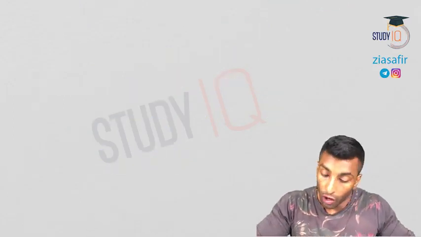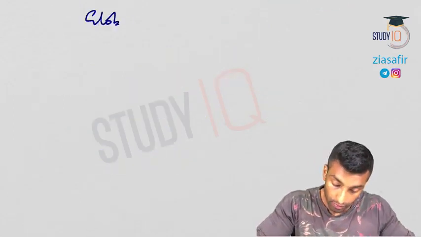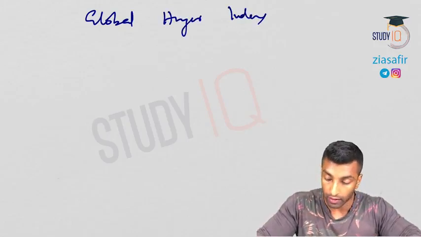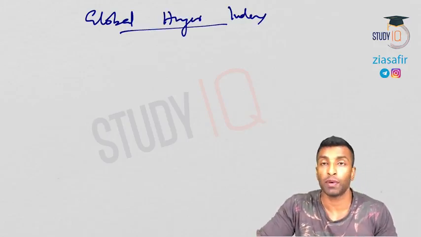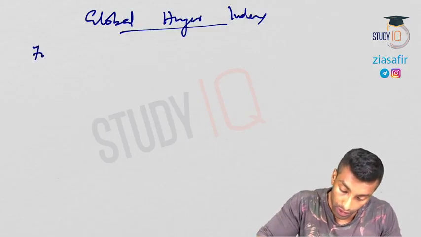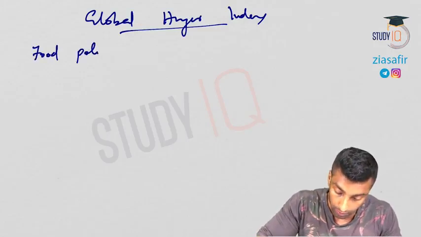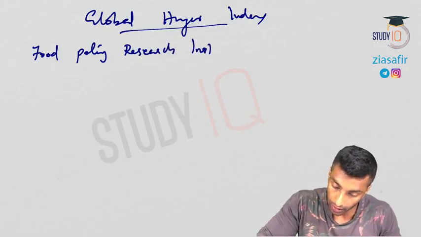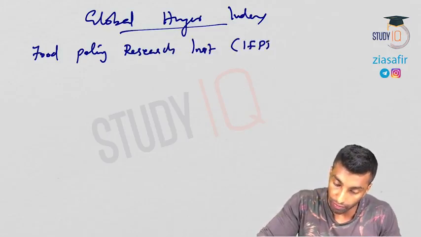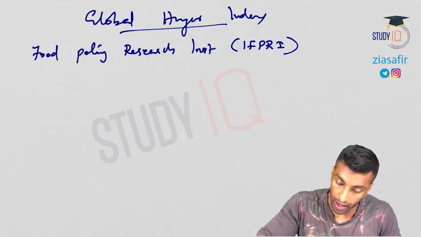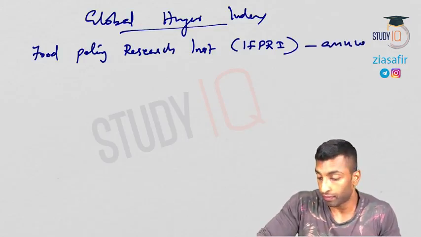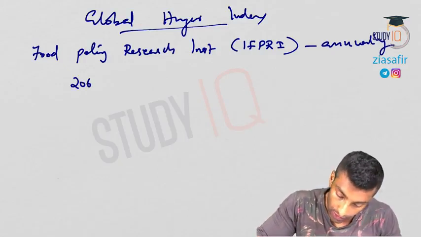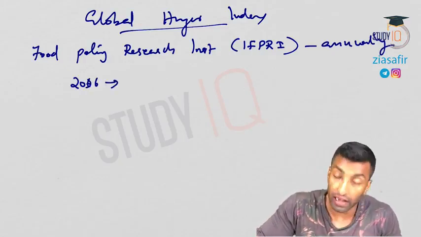Okay, next is the Global Hunger Index. It is actually published by the International Food Policy Research Institute, IFPRI, annually. Okay, annually, and introduced in 2006 by Welthungerhilfe.